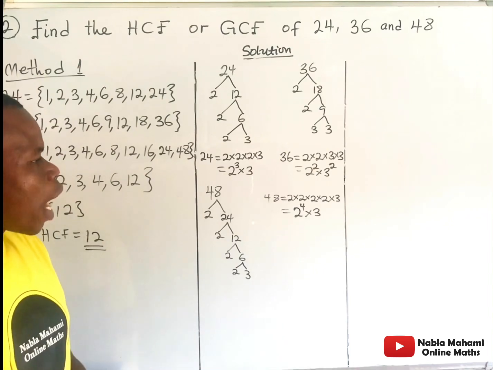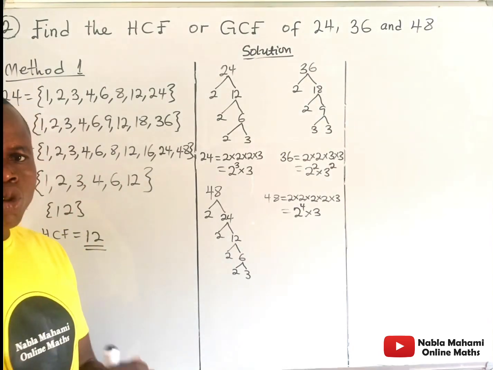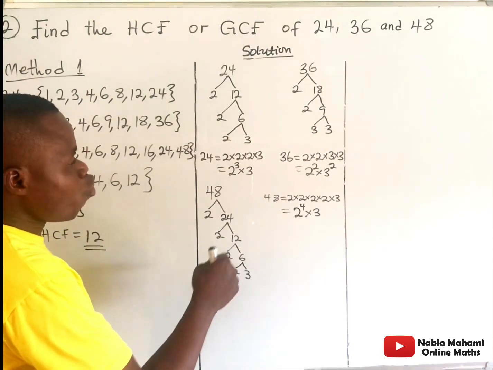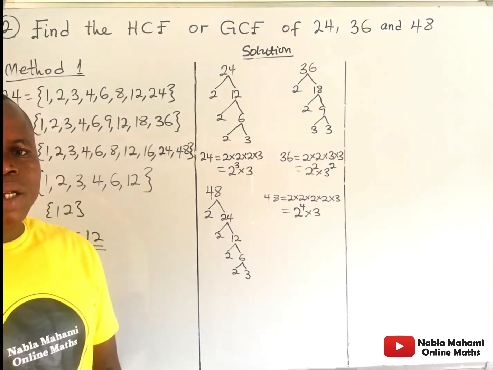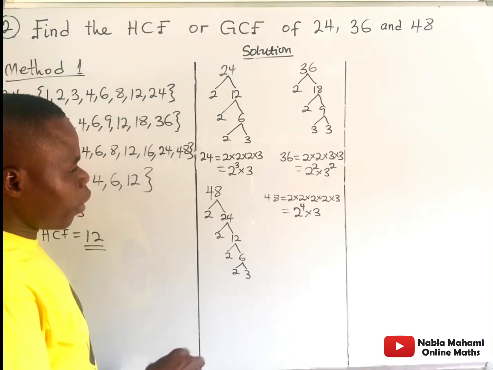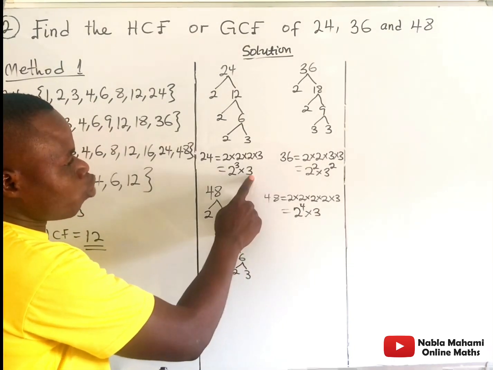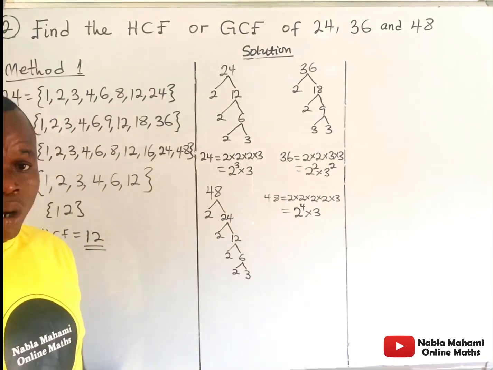After this, you now look at the power of 2. Which of them is smallest? You see that the smallest power of 2 is this one, where it is to the power 2. And you look at 3, which one has the smallest power? You see that yes, the power is 1 here, but here it is 2. So we'll pick those with the smallest power.